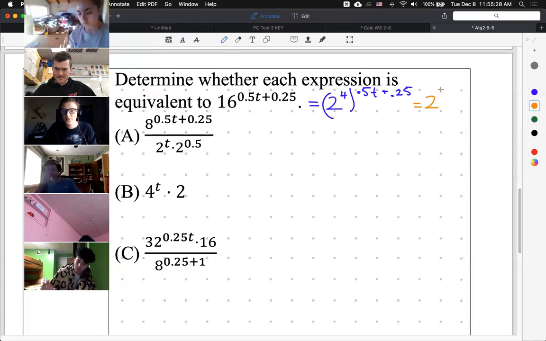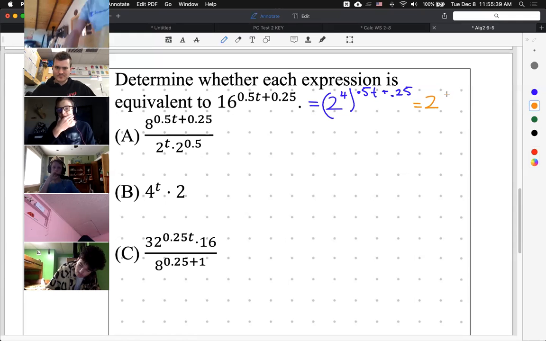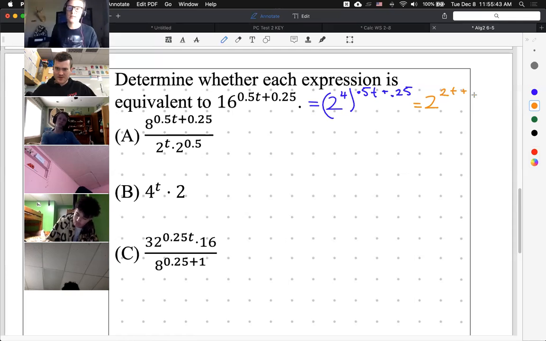4 times 5t plus 0.25. Can you multiply the 4 into both of those? Yep. You don't have to worry about that. Would that be 2t plus 1? 2t plus 1. There we go. So this is what we're trying to match.